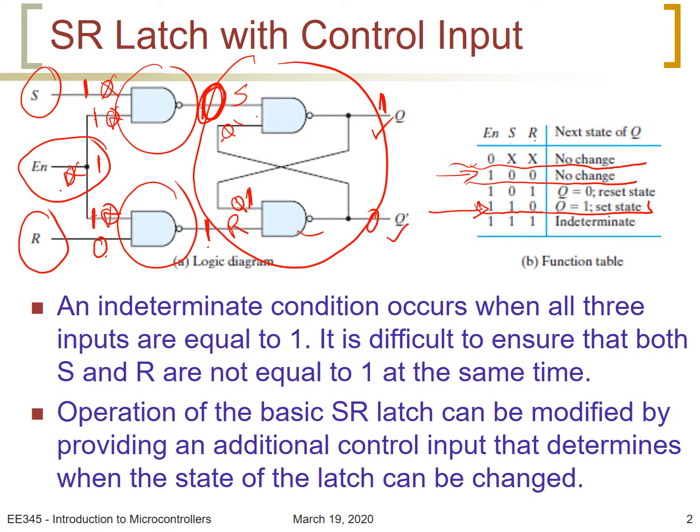Similarly, if we want to reset the latch, we will make enable 1 and reset 1 and set 0. If we analyze the circuit, we will find that Q is equal to 0.